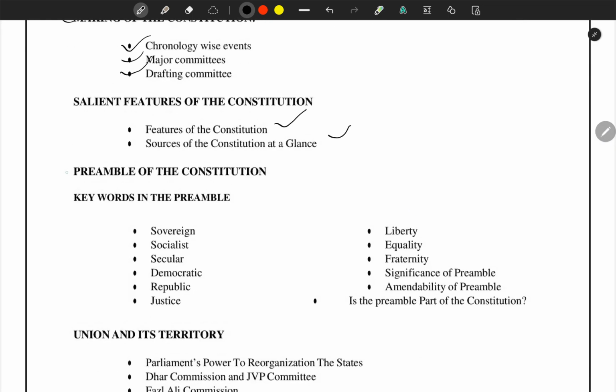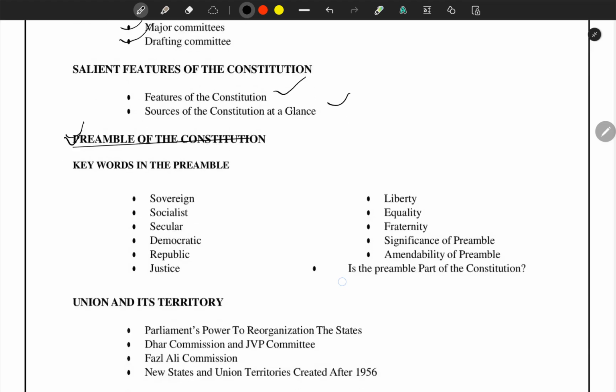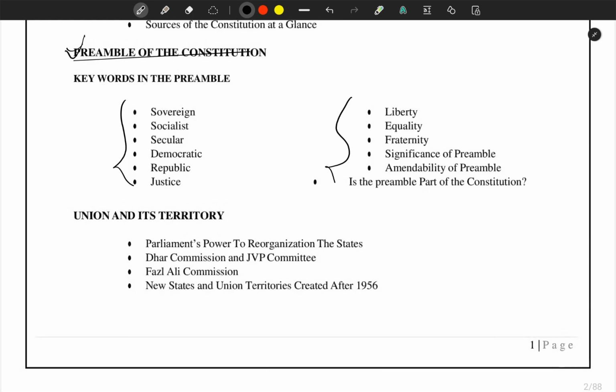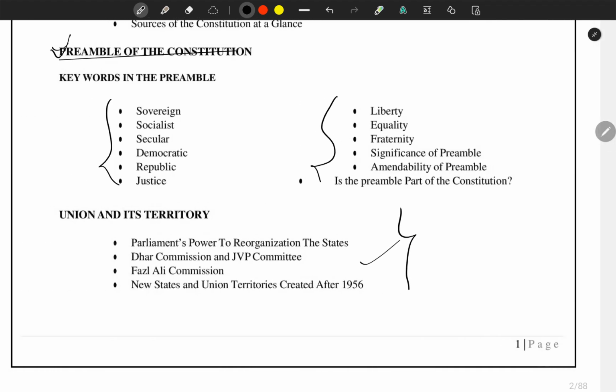After that, the first and most important part of the constitution, we will be dealing with the preamble of the constitution. We will be focusing on keywords that are contained in our preamble that are important to learn in this particular journey of UPSC. All these words will be covered thoroughly. Okay. Later we will be dealing with organization of our country, union and its territory.